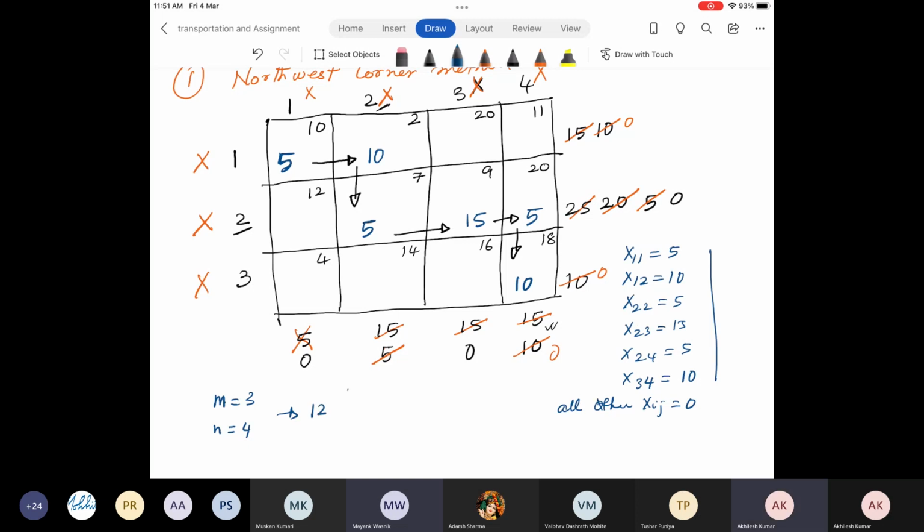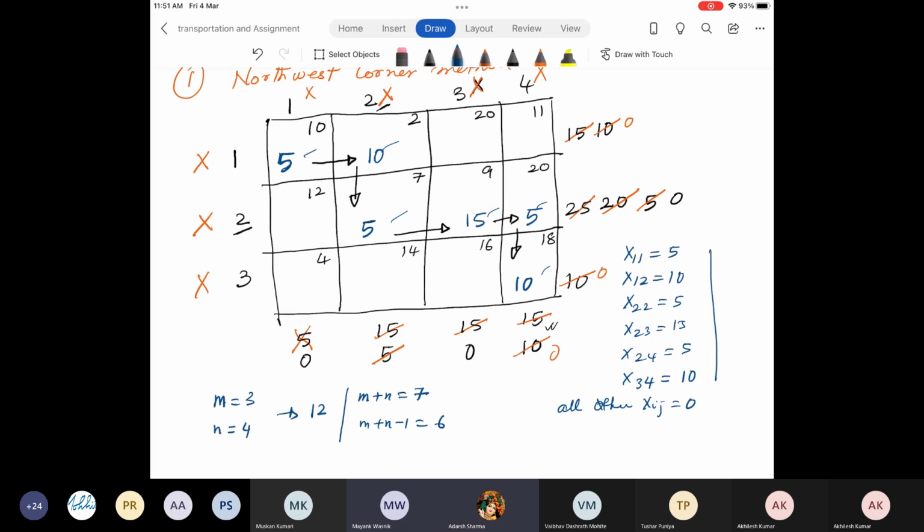We had 12 variables and the number of constraints was equal to 7. If m plus n equals 7, at maximum allocation, how many variables can be assigned values greater than or equal to 0? 6. m plus n minus 1 equals 6. 1, 2, 3, 4, 5, 6. Is this correct?